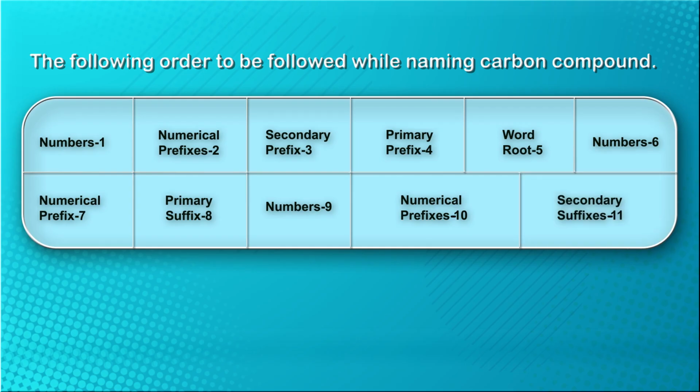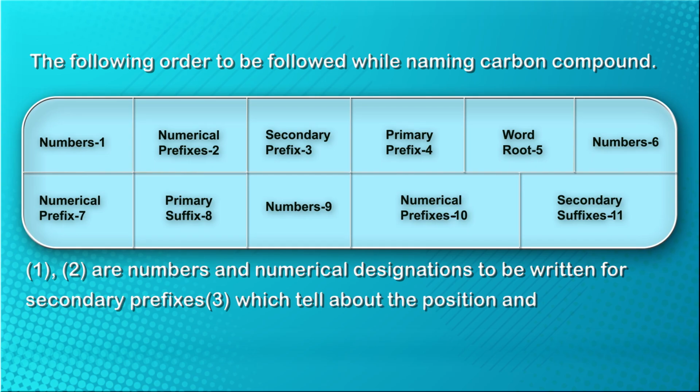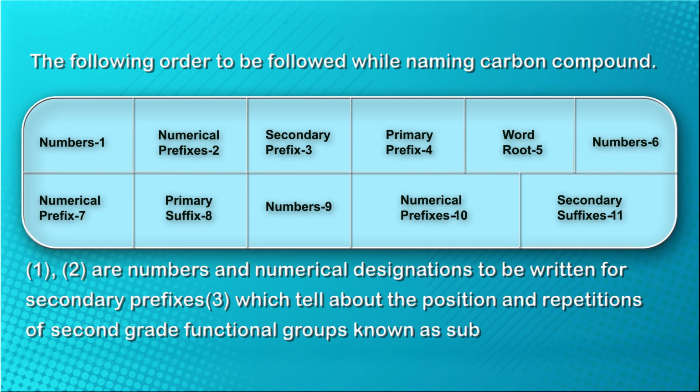Eleventh, secondary suffixes. 1 and 2 are the number and numerical designations to be written for secondary prefixes. 3 tells us about the position and repetition of second grade functional groups, known as substituents, respectively.